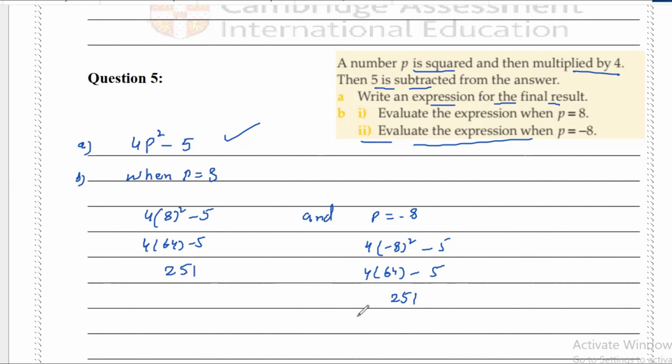So why are we getting the same answer? As 8 square is equal to 64, and minus 8 whole square gives me also 64. So that's why we are getting the same answer. I hope it is clear.